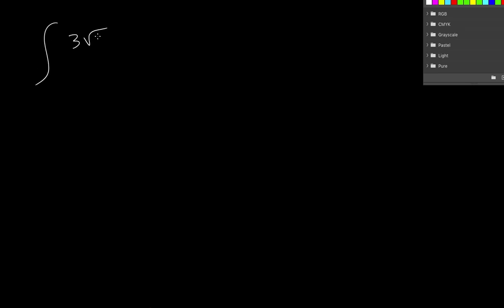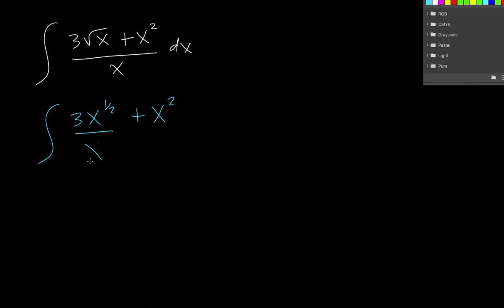So we have 3 square root of x plus x squared over x dx. Okay. So when we're doing this, we need to divide each piece by x. So we're going to rewrite it like 3x to the, not negative, x to the 1/2 plus x squared. Then we're going to write each one over x. So we kind of broke it up.